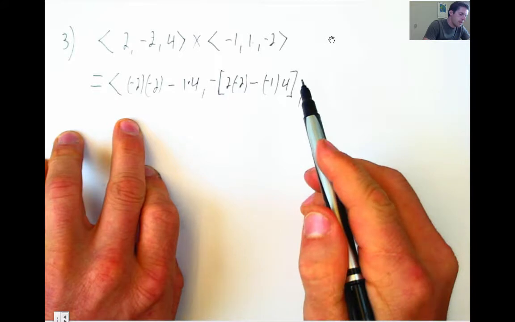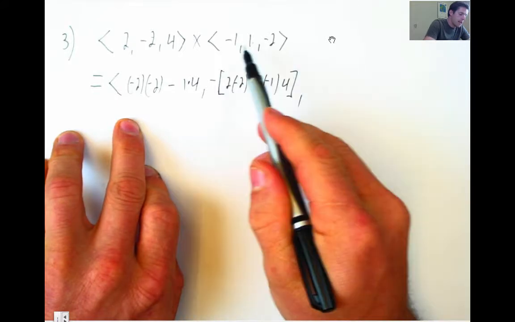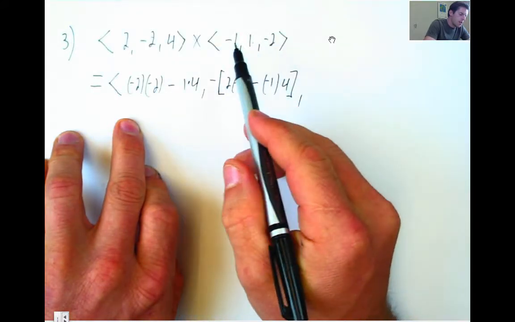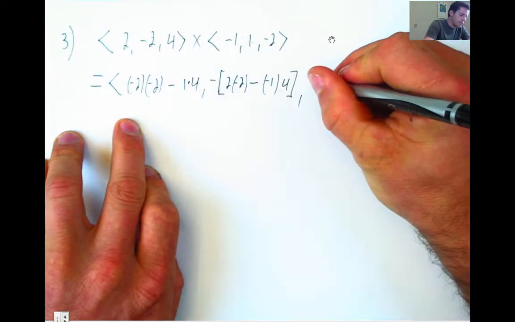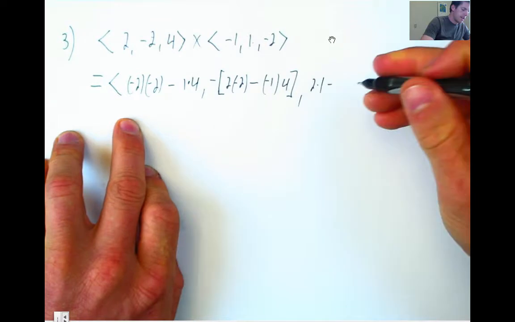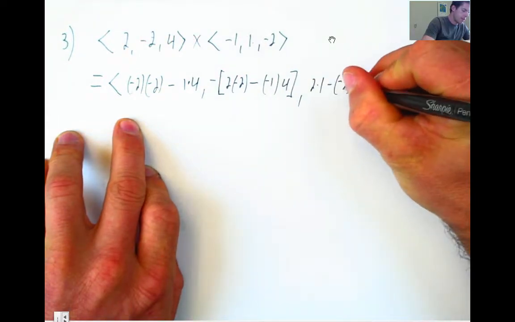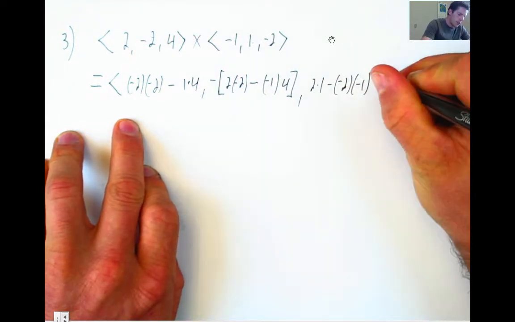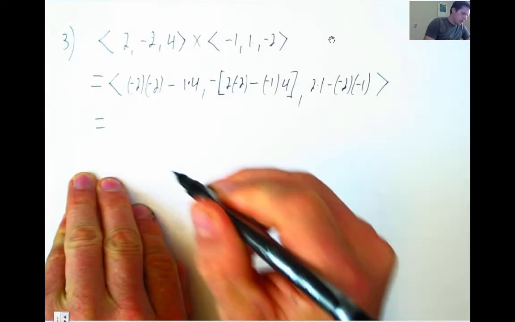And then the last one, last component here, I ignore the last components from up there. And I have 2 times 1 minus negative 2 times negative 1. Oh, that's a lot of parentheses. Negative 2, negative 1. Okay, and let me finish this off.